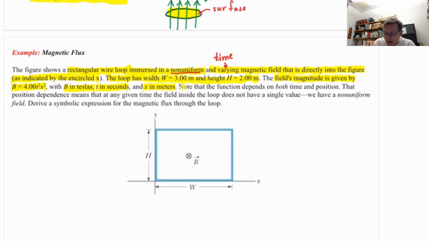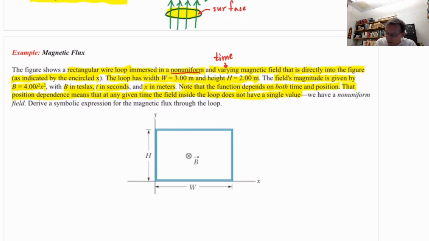So note that this B magnitude function depends on both time, t, and position x. Okay? That position dependence means that at any given time, the field inside the loop does not have a single value. The field has a different value at different x locations. The field magnitude doesn't depend on the y location, but it does depend on the x location. So if you were to freeze in time at one instant and look at different x locations, the B value would be different. That's what non-uniform means.